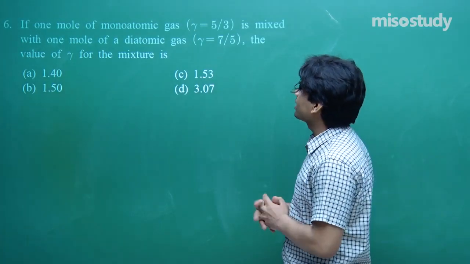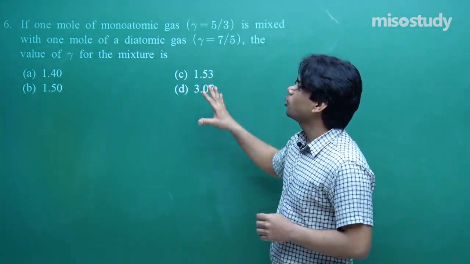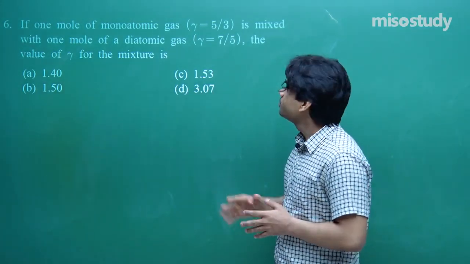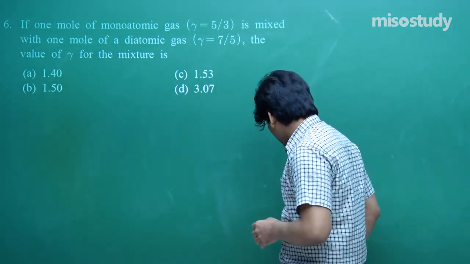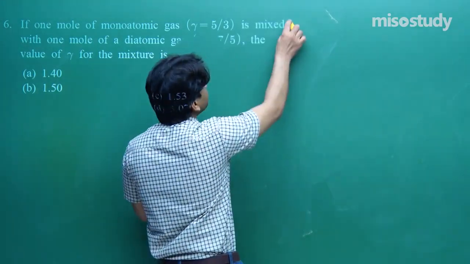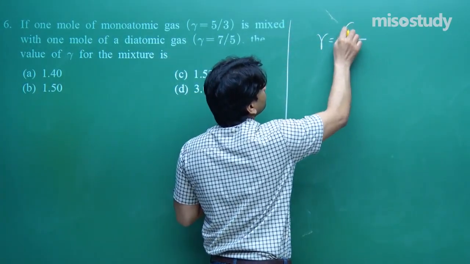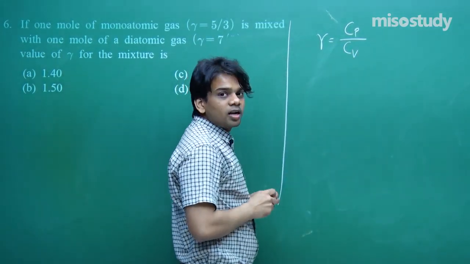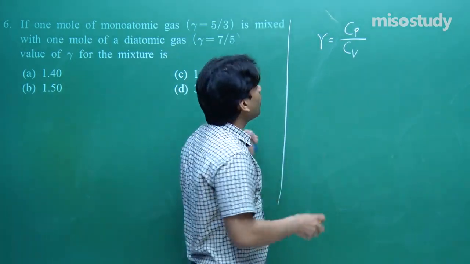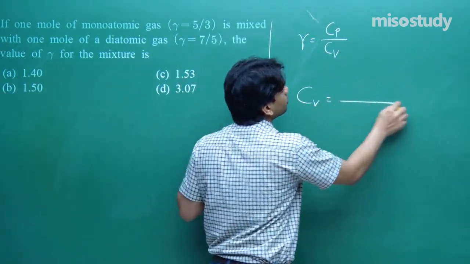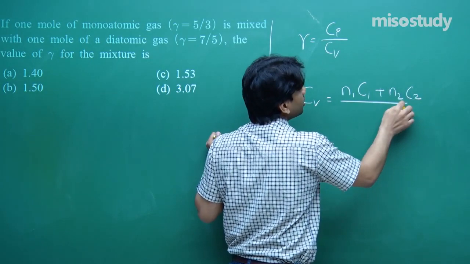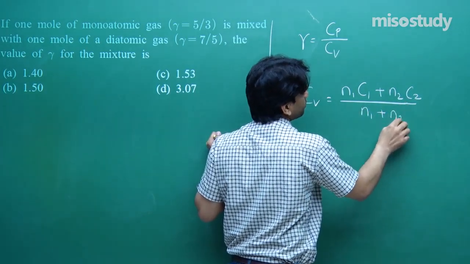If 1 mole of a monatomic gas, gamma equals 5 by 3, is mixed with 1 mole of a diatomic gas, gamma equals 7 by 5, that is the adiabatic constant for both gases has been provided. The value of gamma for the mixture is, so we need to find what is the value of gamma for the mixture. Now we all know that gamma is the ratio of Cp by Cv. Now let me tell you how you can identify the Cv for a mixture. We all know that Cv is equal to N1 C1 plus N2 C2 divided by N1 plus N2.